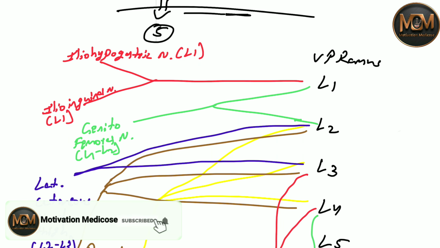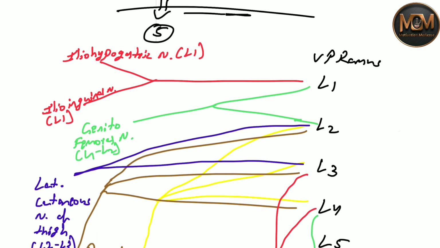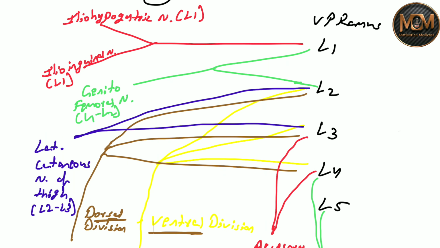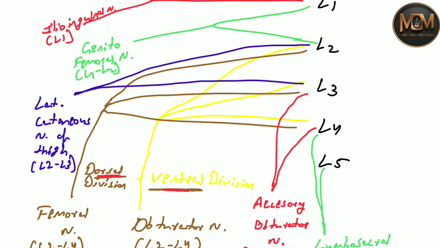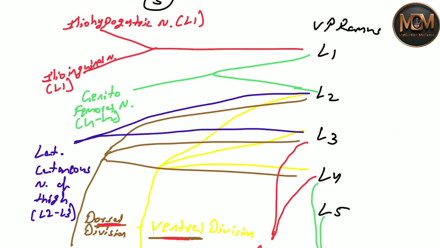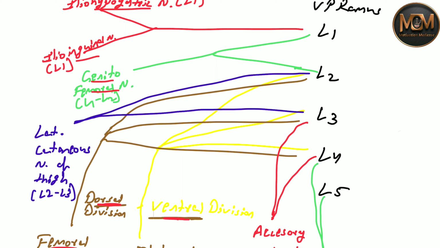So what we have seen, we will quickly recapitulate. First of all, L2, L3, L4 will give two branches, the ventral division and the dorsal division. The ventral division will form the obturator nerve, and the dorsal division will form the femoral nerve. Now from L1 we have seen it will give iliohypogastric and ilioinguinal. Now L1 and L2 join and form the genitofemoral nerve, and after this L2 and L3 also join and form the lateral cutaneous nerve of thigh.